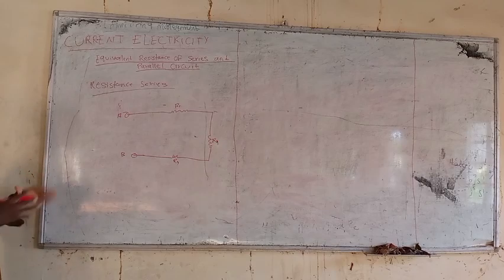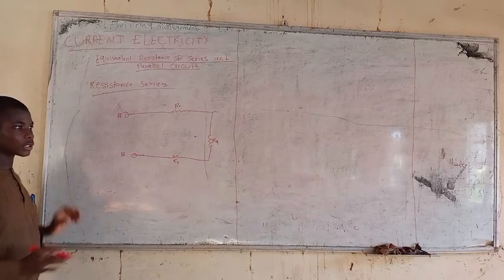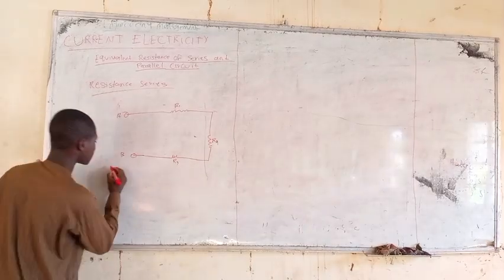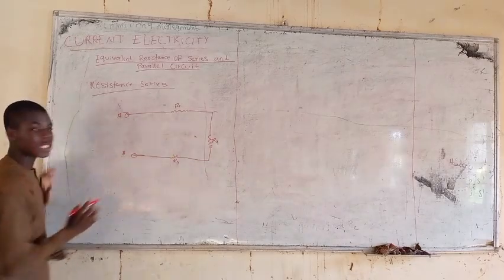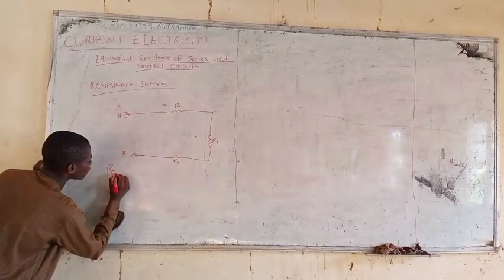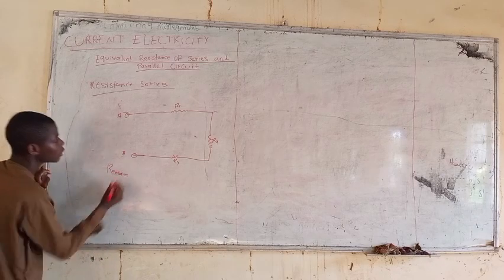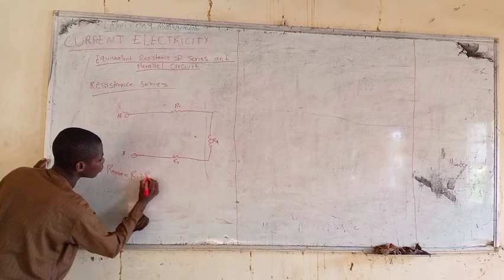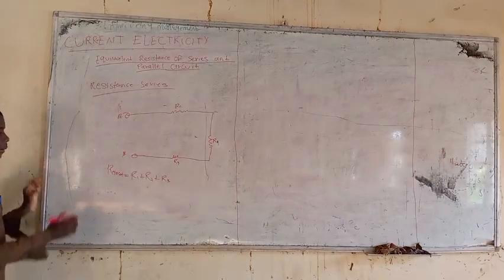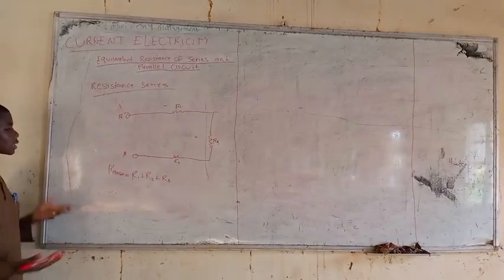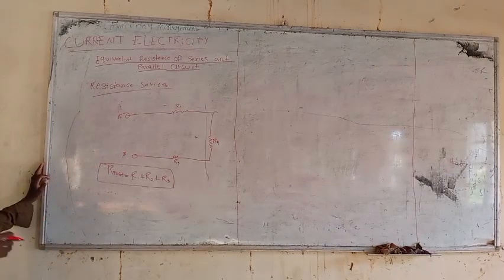When we say something is in series, we mean that something is in a straight line. For instance, if we are to calculate the resistance in series for this circuit, you can just say the R total is equal to R1 plus R2 plus R3. That is our total resistance. This is our formula for resistance in series.